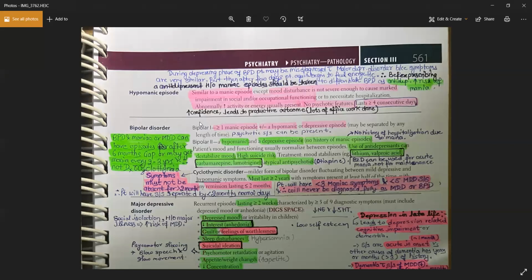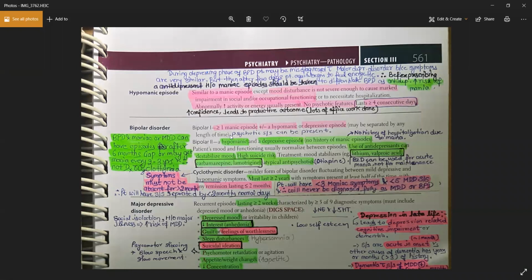So for a bipolar disorder, the patient must be having more than one manic episode with or without a hypomanic episode plus a depressive episode. You call it a bipolar. Please note that the manic disorder, you cannot diagnose it independently. Whenever you get a patient having a manic episode, you always call them bipolar one. That is the important thing. Even if you do not have any history of depression, just a history of the manic episode, you still call them bipolar one.